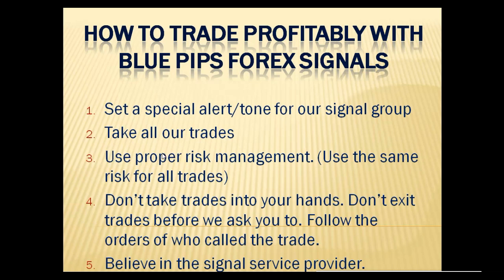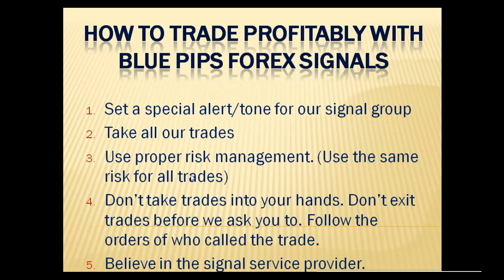What it means is that you use the same risk for all trades. When you have an account of $1,000, for instance, and you have a budget of probably $50, you want to take a risk of $50 on all trades, then you have to make sure your stop loss is configured so that in case it goes in the wrong direction, it will take you out at a maximum of $50. This is what we mean by using proper risk management and using the same risk for all trades.